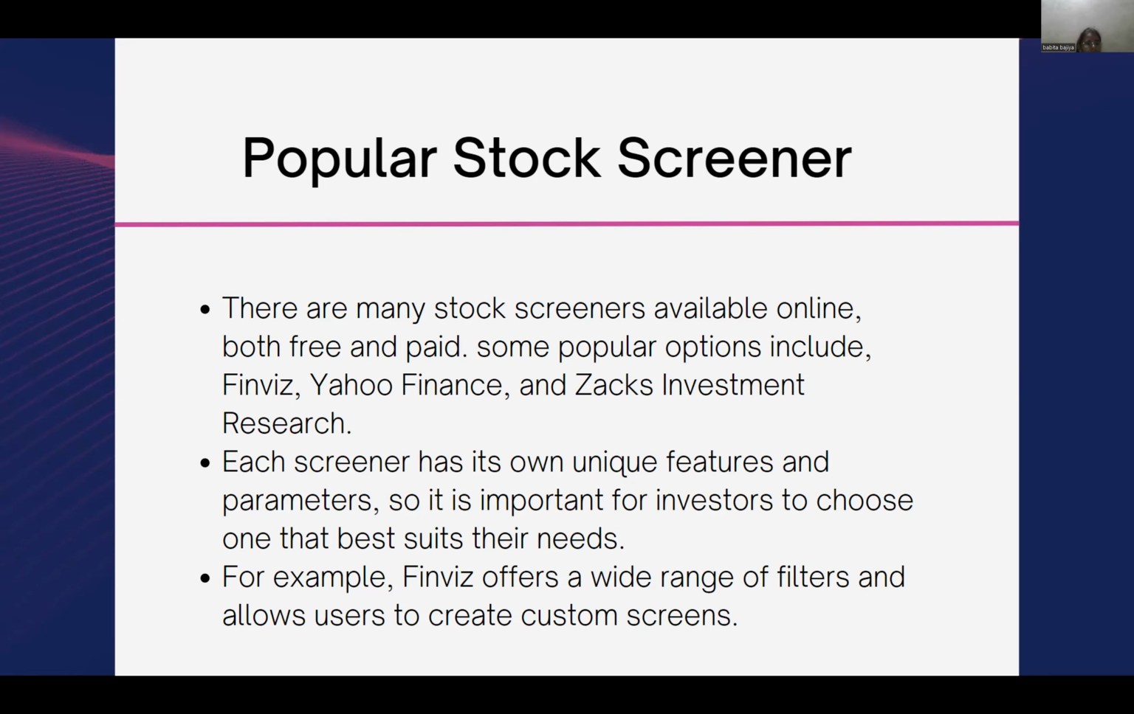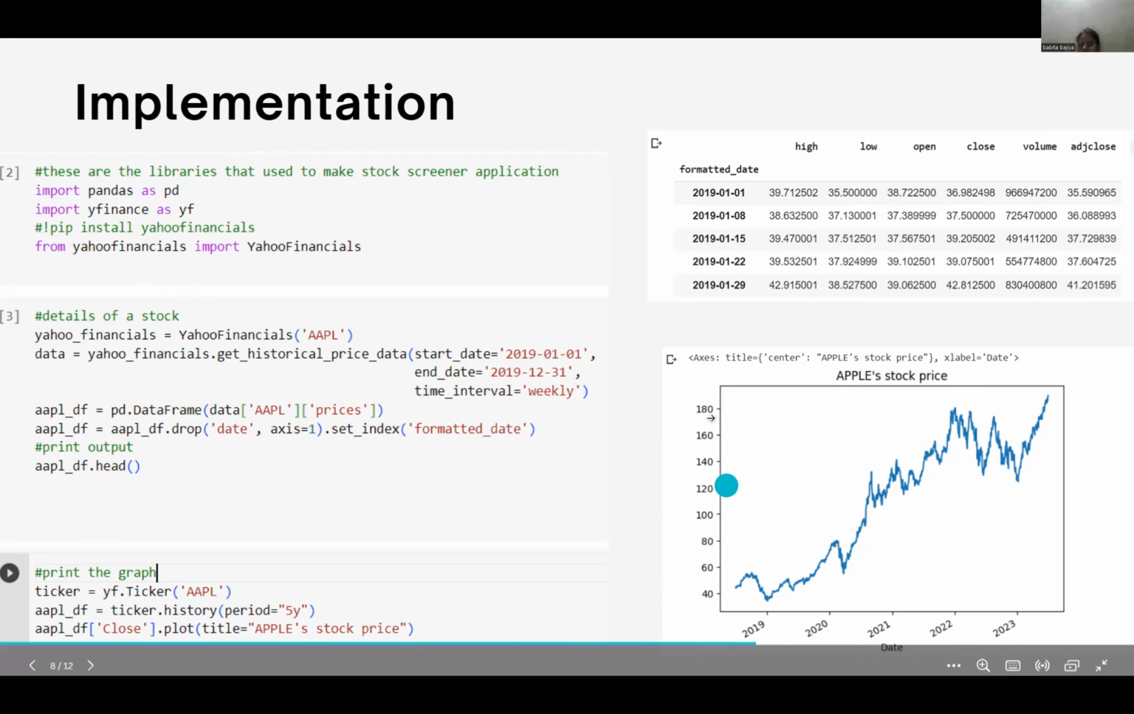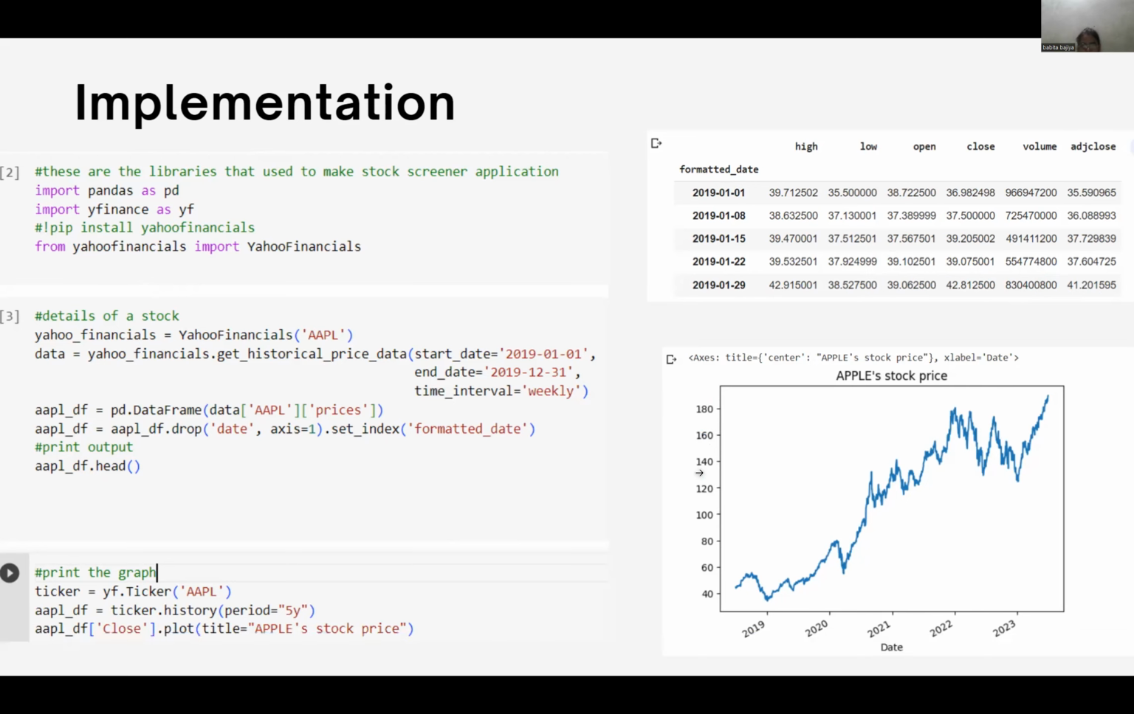Then implementation. These are the libraries that I used for the stock screener application. First, import pandas, yfinance, and Yahoo Financials. This is the detail. Suppose I want to search for AAPL stock. This is the starting date and end date. This is the time interval. This is the output of this code. This is the time, this is the high and low values of AAPL stock. This is open and close values, and this is the volume and other details. This is the graph between time and price for AAPL stock.